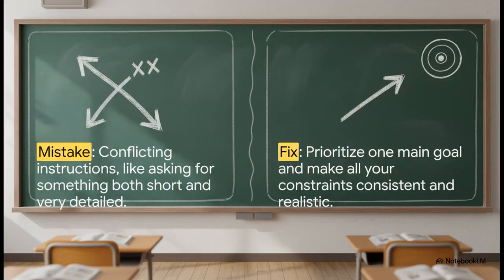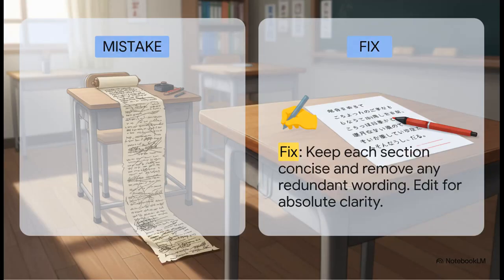The second big trap is sending mixed signals. I mean, if you ask for a brief summary and a comprehensive detailed analysis in the same prompt, you're just going to confuse the AI. You have to prioritize one main goal and then make sure all your other instructions and constraints are supporting that one objective. You know, a complex prompt doesn't have to be a long or confusing one.